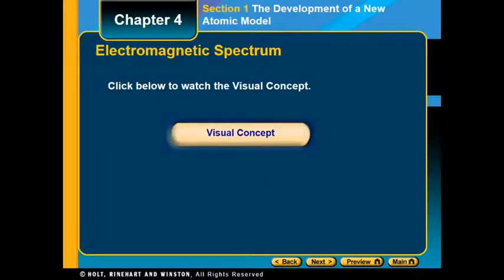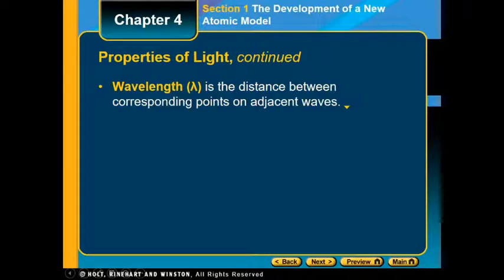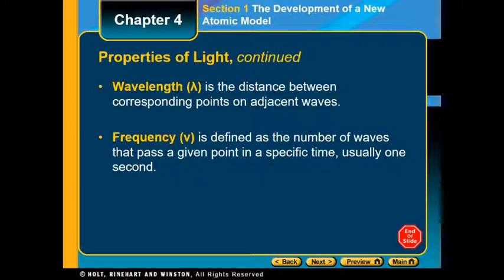I'm going to get you 2 more definitions, and that is for wavelength, which is the distance between corresponding points on adjacent waves. So think of a length. And then we have wavelength. And frequency, it's the number of waves that pass a point in a specific time, usually 1 second.